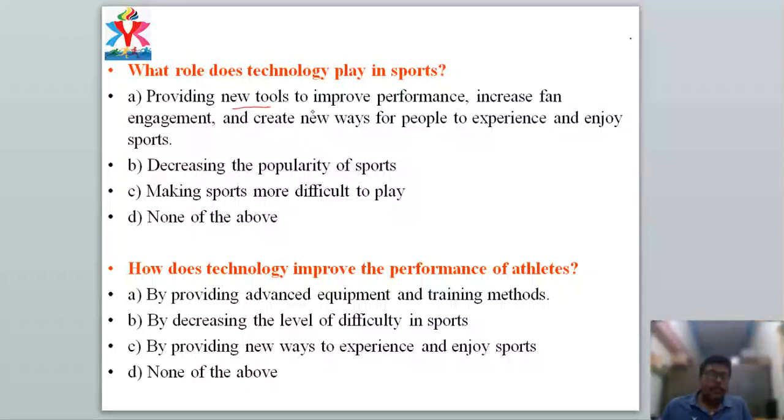By providing new tools to improve the performance, yes, and increase fan engagement, yes, and create new ways for people to experience and enjoy the sport, yes, obviously.